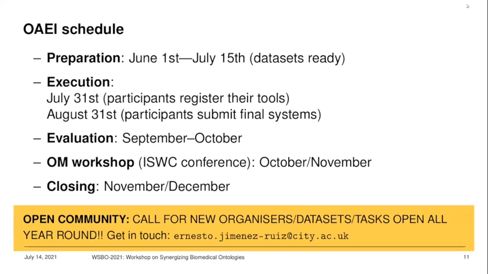This is just an overview of the schedule we have every year. We start preparing the campaign in June, more or less, although I try to start pushing the organizers around April, May. Datasets should be ready by June, so that we leave July and August with enough time for participants to fine-tune their systems. Then the organizers perform the evaluation during September and sometimes also in October. Finally, we present the results during the Ontology Matching workshop and the conference.